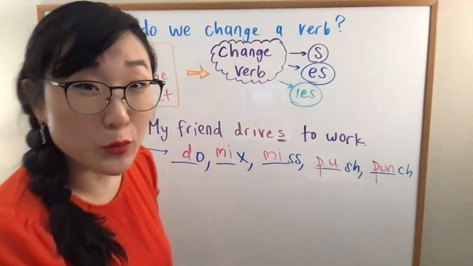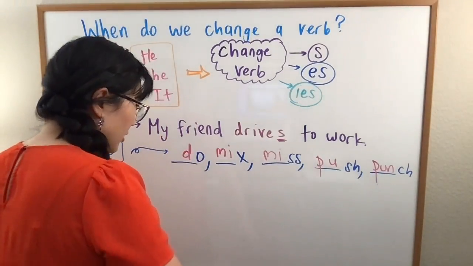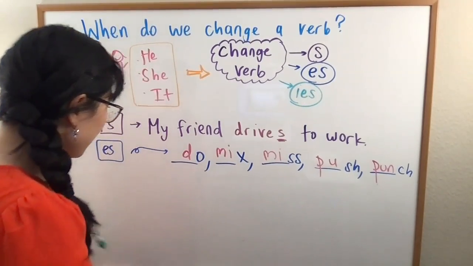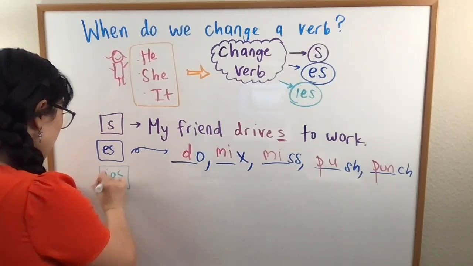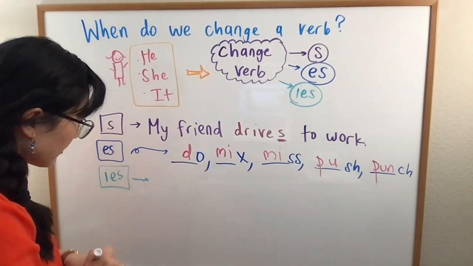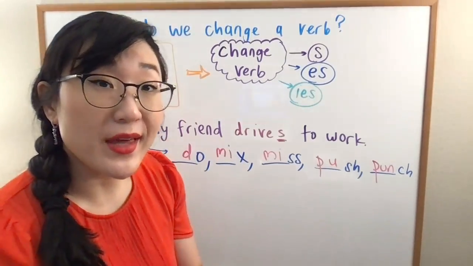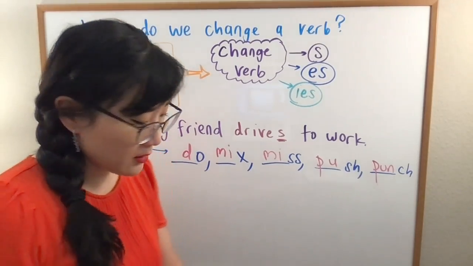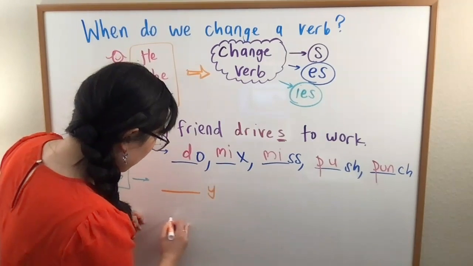All right. Rule number 3. If I have IES, when do I use IES? When you have a verb with a Y ending, you need to be very careful. So if I have, for example, these words with the Y.